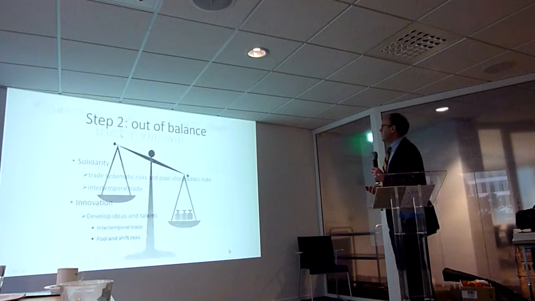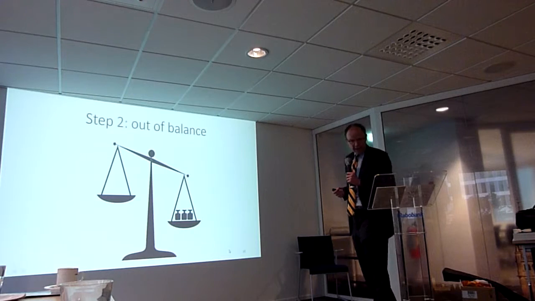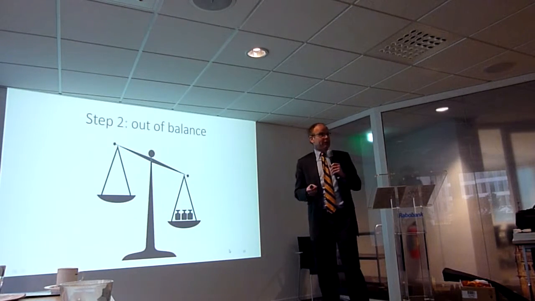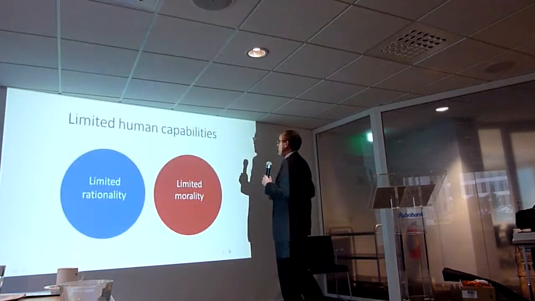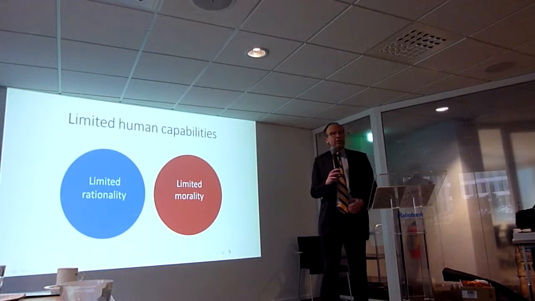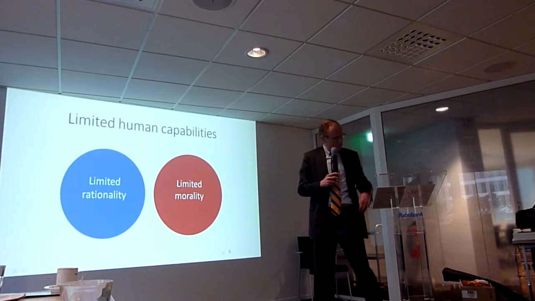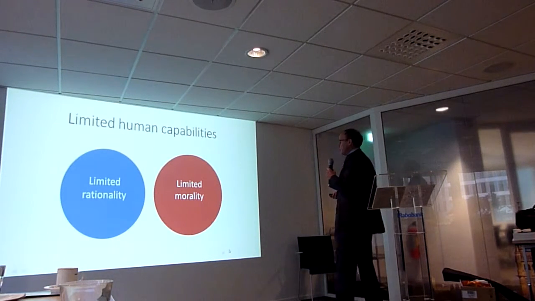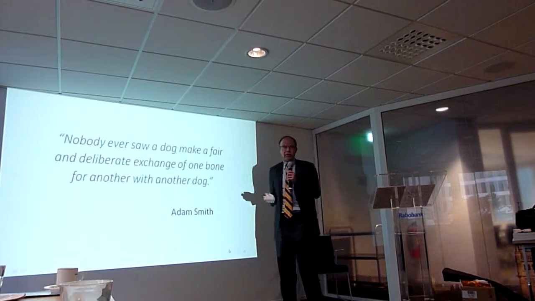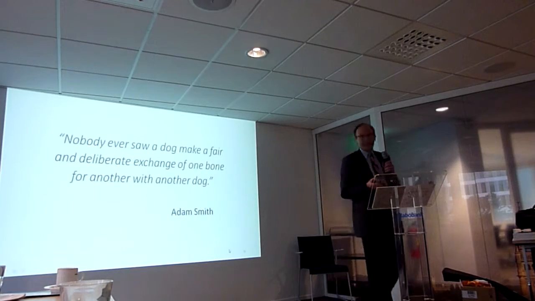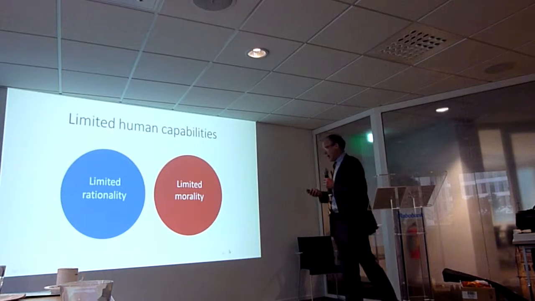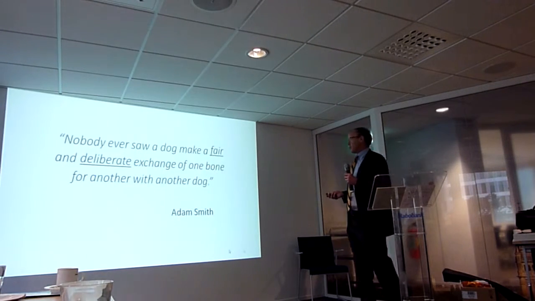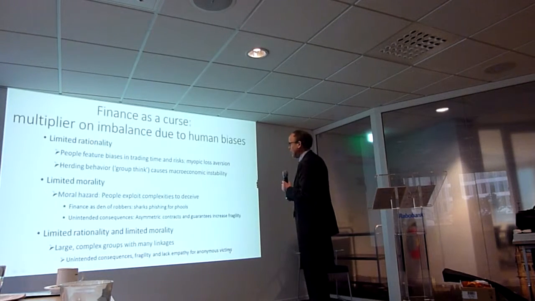But unfortunately, life is sometimes difficult. We have sin, people. So sometimes things are out of balance, and it has to do with the two limits of our major human capacities. What are two major human capacities? Adam Smith said it already. Fortunately, we have them, but they are limited. Both our rationality and our morality.